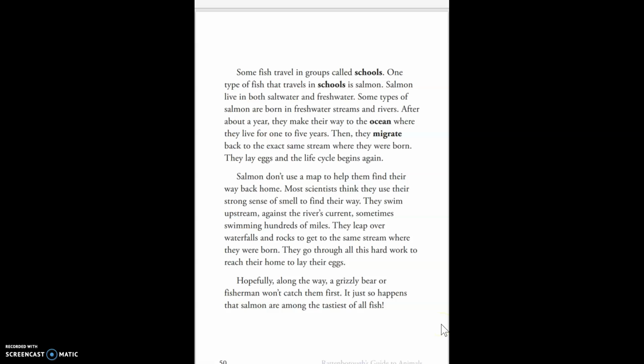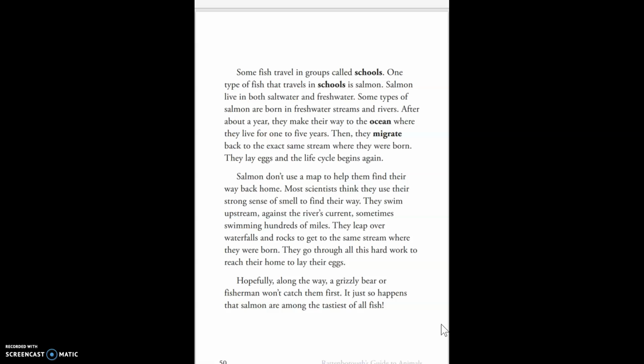Some fish travel in groups called schools. One type of fish that travels in schools is salmon. Salmon live in both saltwater and freshwater. Some types of salmon are born in freshwater streams and rivers. After about a year, they make their way to the ocean where they live for 1 to 5 years. Then they migrate back to the exact same stream where they were born. They lay eggs and the life cycle begins again.